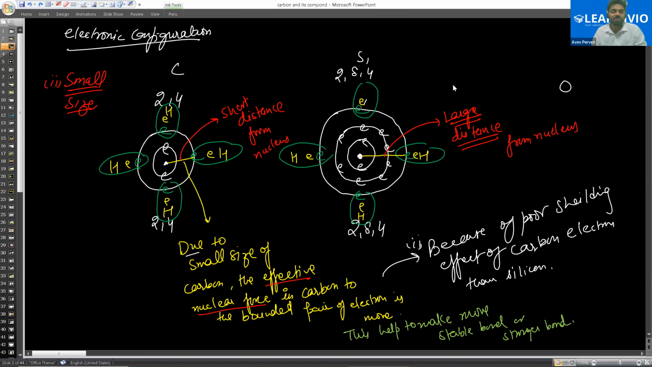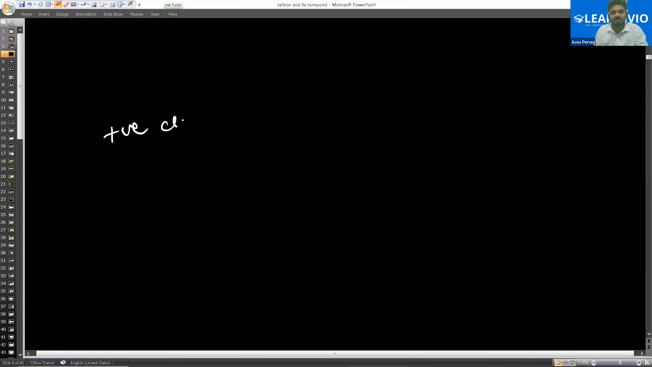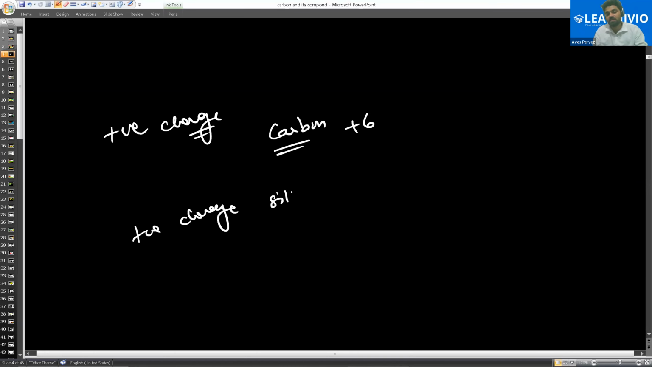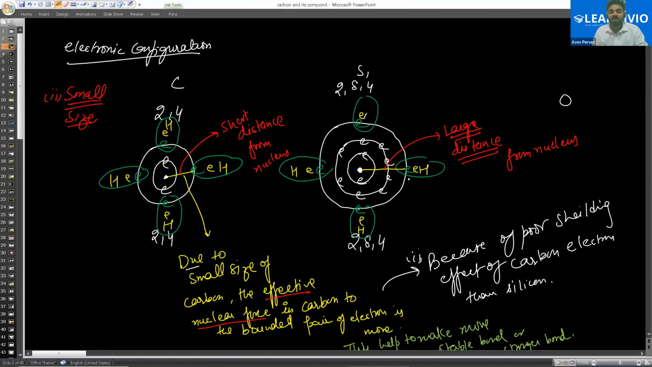But a question can arise here. The nucleus of carbon has only 6 protons, because protons and electrons are the same in number, and protons are positively charged. But silicon has atomic number 14 and so it has 14 protons. So we can say, okay, carbon's electrons are closer to the nucleus, so the effective force is more.